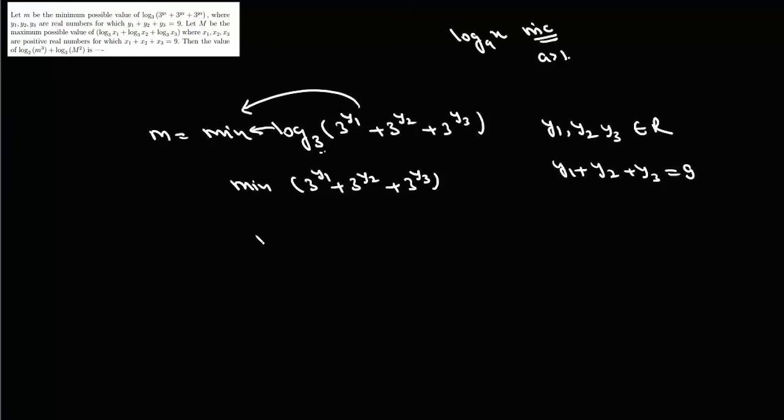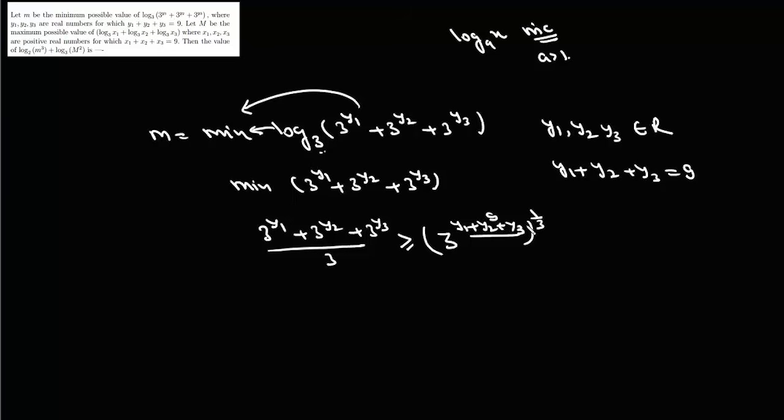Now we can use AM-GM. So we know that the arithmetic mean, which is 3 to the power y1 plus 3 to the power y2 plus 3 to the power y3 upon 3, will always be greater than or equal to 3 to the power y1 plus y2 plus y3 whole to the power 1 by 3. Now y1 plus y2 plus y3 is 9. So if we put 9 here, we'll get this as 3 cube, 27.